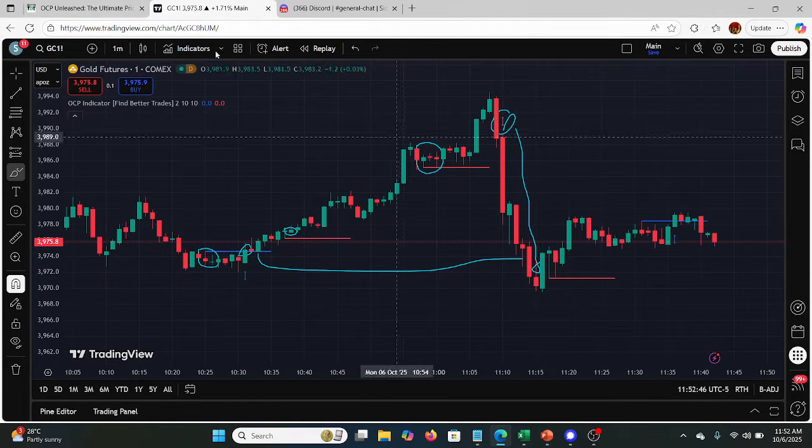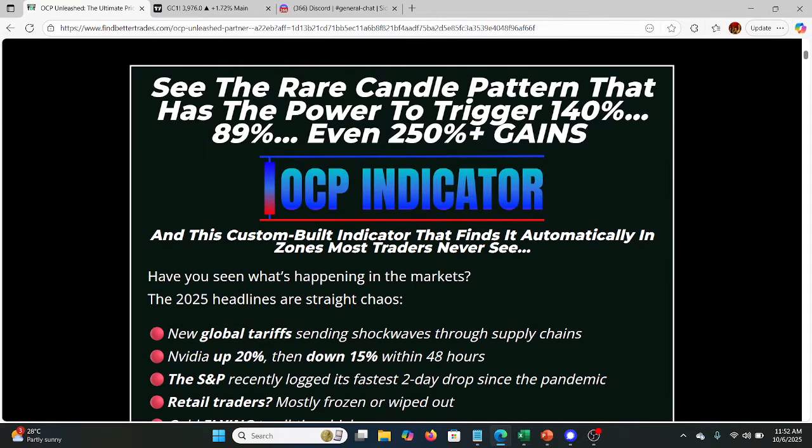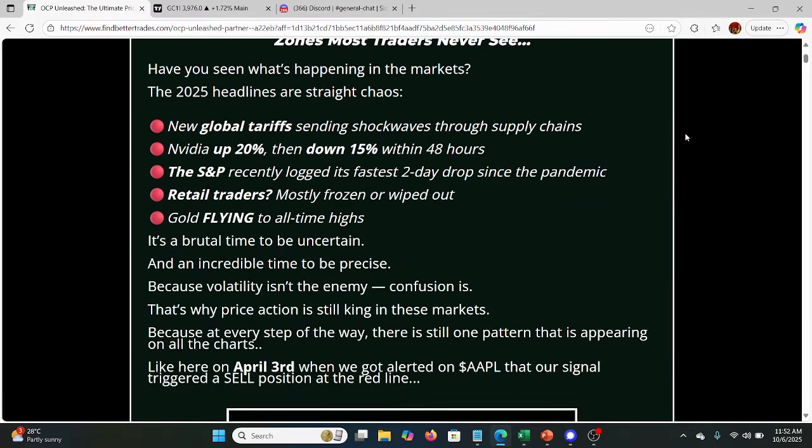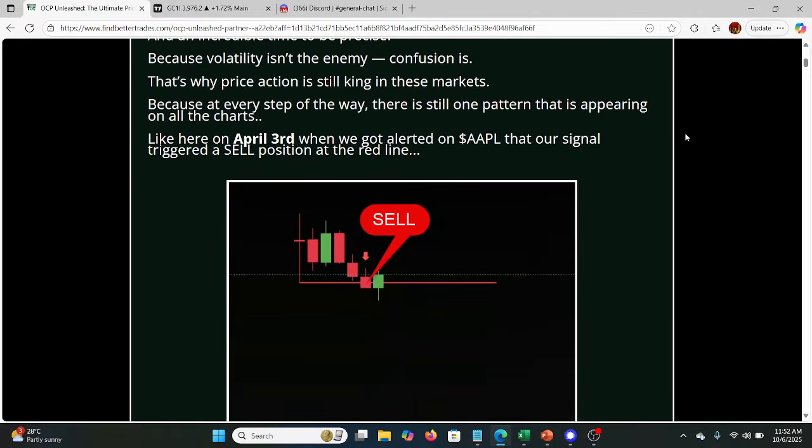While we're waiting for that to happen, let's look at the landing page one more time. So I really like this indicator, and I think they do a good job of explaining how it works on the landing page that you'll find in the description below. So definitely check it out. People ask me all these questions, so I'll try and address some of them while we're waiting for this indicator to move.